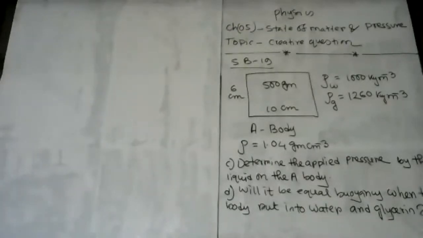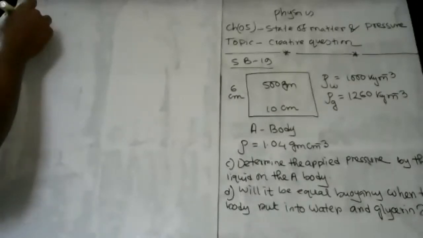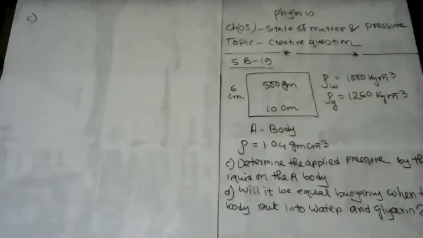Okay. Now, question number C. I'm going to find out the applied pressure by the liquid. Now, give me the idea, my student. How can I find out the applied pressure by the liquid on the body A? Any idea? You see that the mass of the body is given, and the length and breadth are given. So by using this information, how can I find out the pressure?